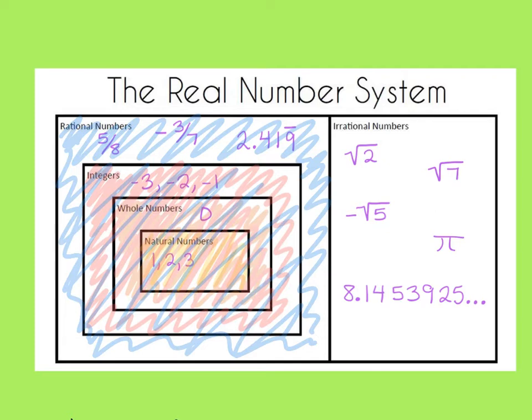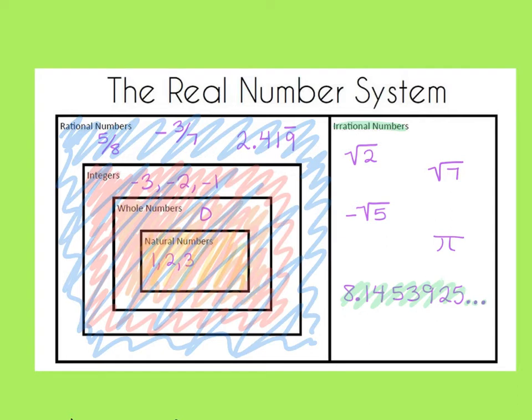Now, on the other side of this real number system, we have irrational numbers. That's what we're talking about today. These are numbers that, if you look at them as a decimal, they do not end, they do not repeat. So this number, 8.1453925..., doesn't repeat, and it doesn't end. Those dots at the end mean that it keeps on going.